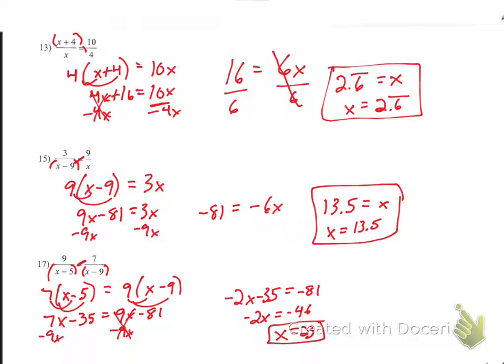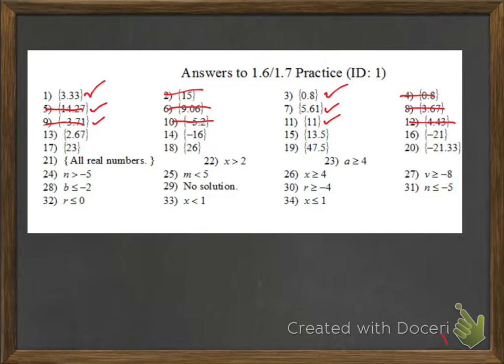So I have 2.6 repeating, 13.5, and 23. So 2.67, same thing as 2.6 repeating, so that's good. 13.5 is good, and then 23.